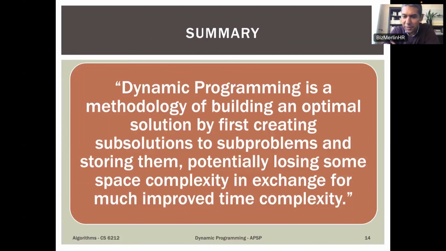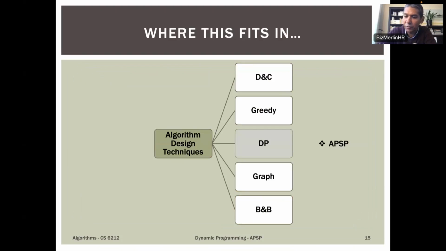It is one of the classic dynamic programming algorithms. It is a very intuitive problem. It has a slightly counterintuitive solution. The notation sometimes takes a little bit of time to go through, but that's about it. And there you have your DP algorithm for all-pair shortest path, which fits right into your other algorithm design techniques of divide and conquer, greedy, graph, BNB, etc.